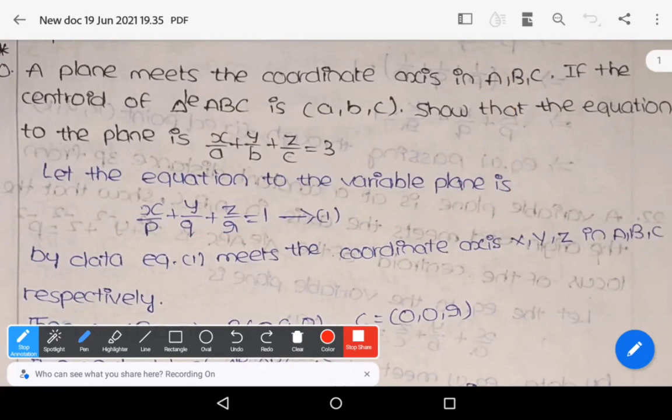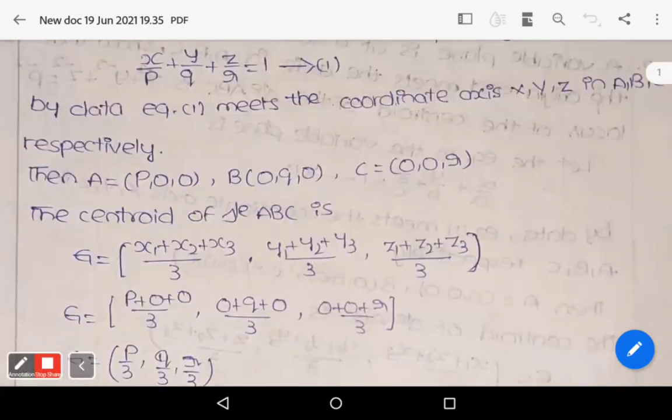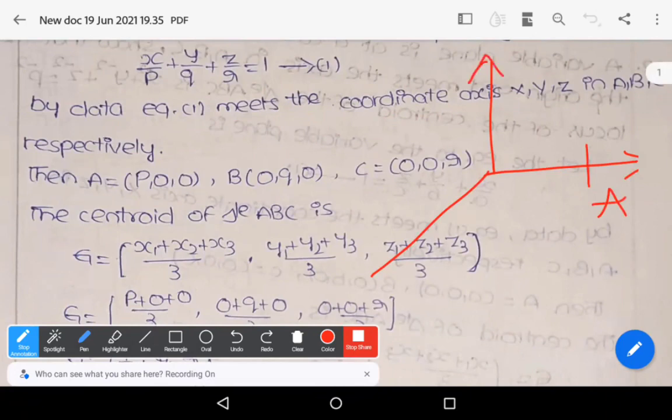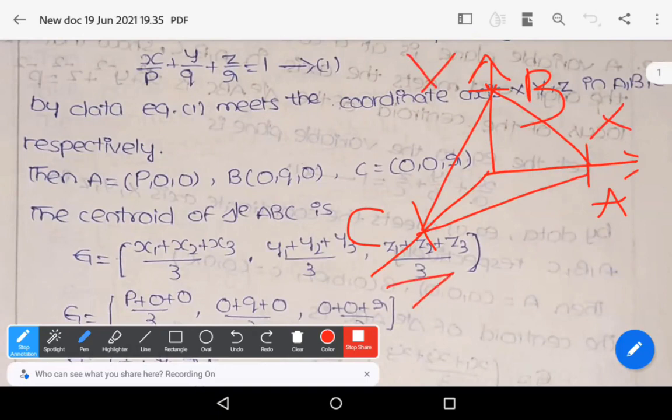So the equation to the variable plane is x/p + y/q + z/r = 1, equation 1. By given data, this plane meets the coordinate axes x, y, z in A, B, C respectively. It means the plane intersects the x-axis at point A, the y-axis at point B, and the z-axis at point C. So you get a triangle like this.